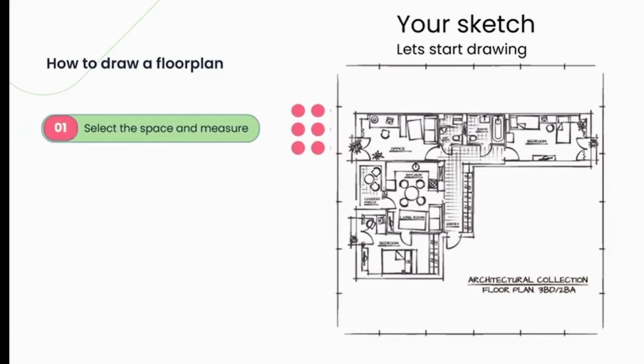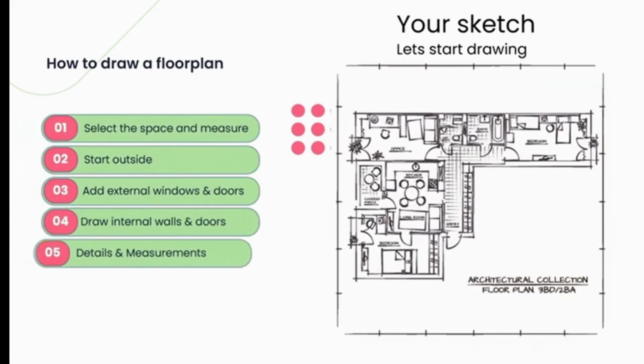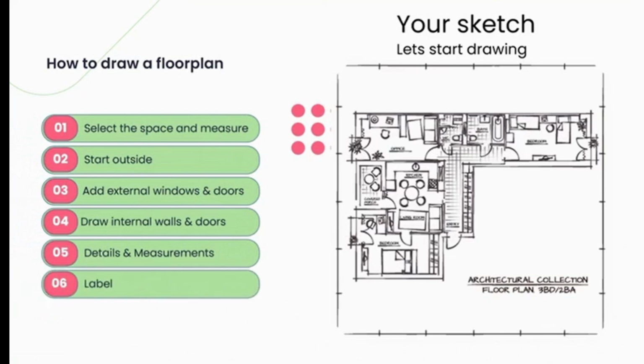We are going to start by selecting the space that we want to measure up. We're going to start from outside of the wall and work our way in. We're going to add any external windows and doors. We'll draw any internal walls and doors. We'll then follow that with details and measurements, and then finally finish off our drawing by labeling. So this is your drawing checklist. Let's take a step-by-step look at how we go about doing this. We're going to select the space and measure, starting with step 1.